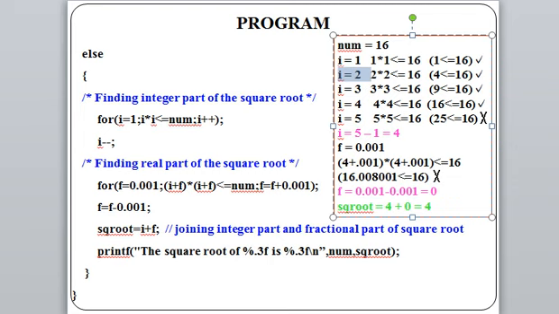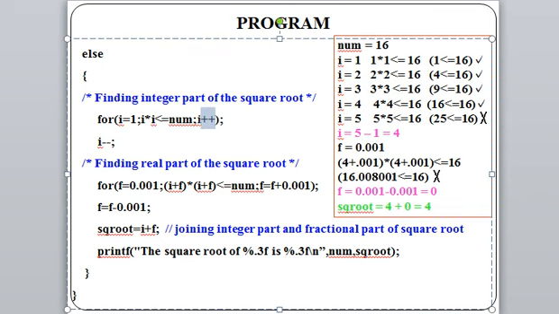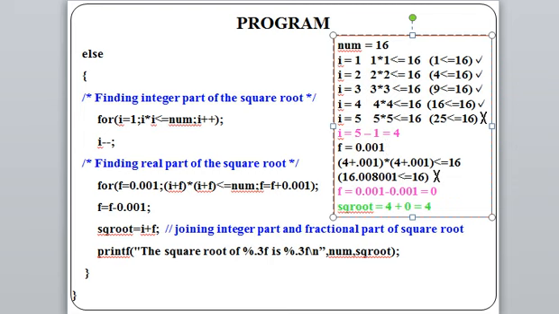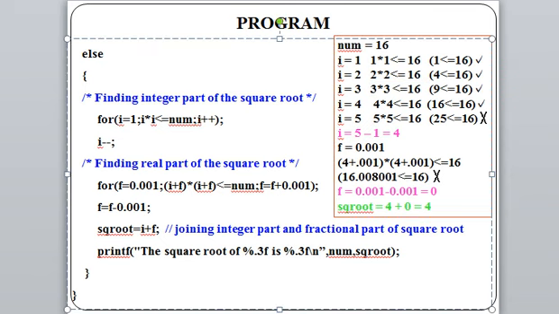2 is multiplied by itself, it is 4. Is 4 less than or equal to 16? Yes, it is true. It is true, so again increment the value of i by 1 more. So it is 3. The incrementation part is done. So i becomes 3, and it will compute 3 into 3, whether it is less than 16. 3 into 3 is 9. 9 is less than 16. Yes, the condition is true. So it will increment the value of i by 1 more using i plus plus.